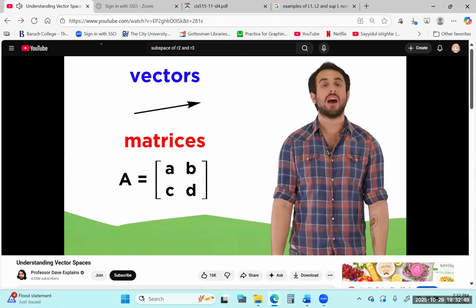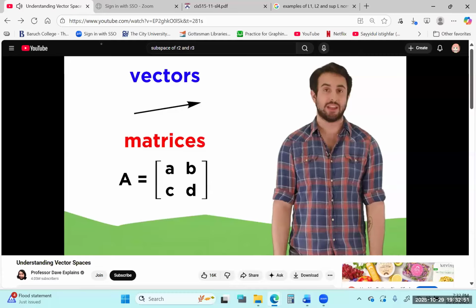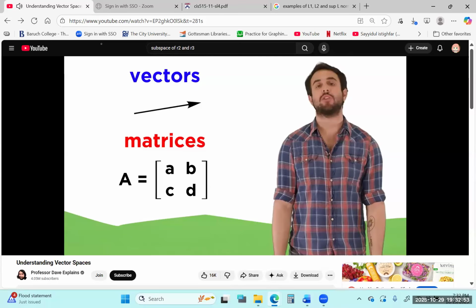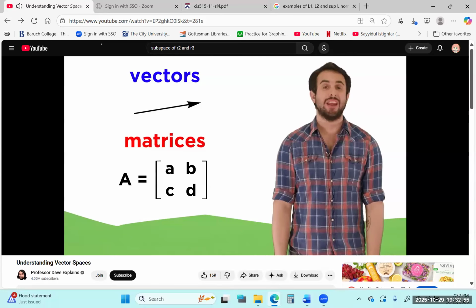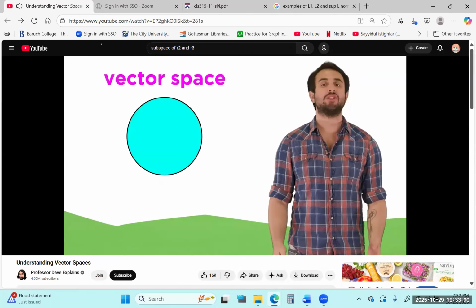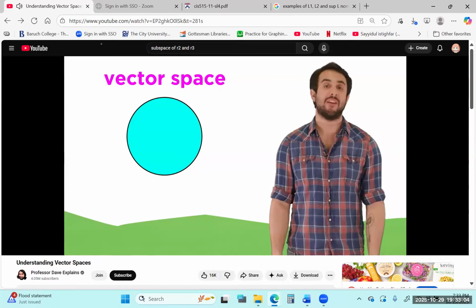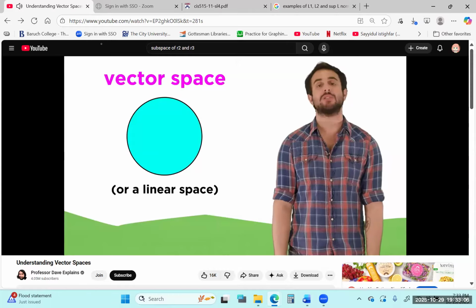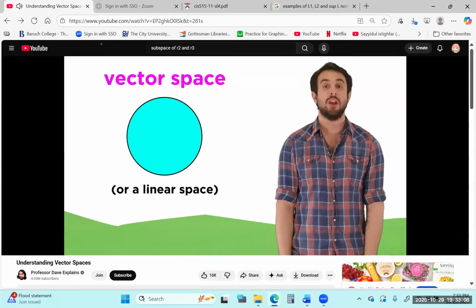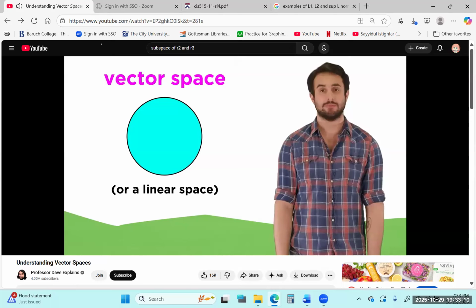We've talked a lot about vectors and matrices lately, as well as how certain mathematical operations like addition and scalar multiplication work on them. Now we want to generalize these operations to define what is known as a vector space, which is sometimes also called a linear space. So let's look at this concept now.